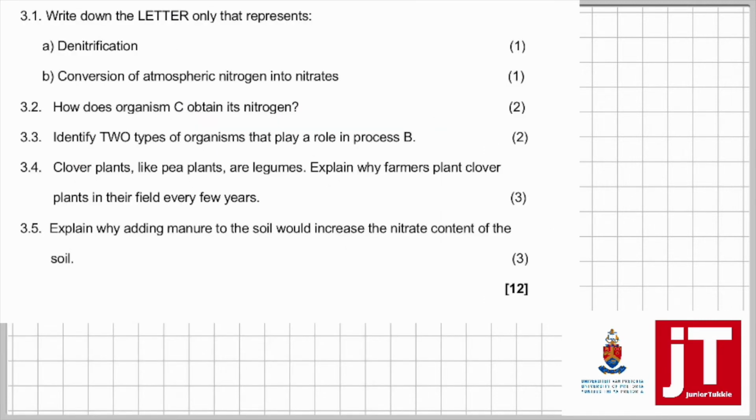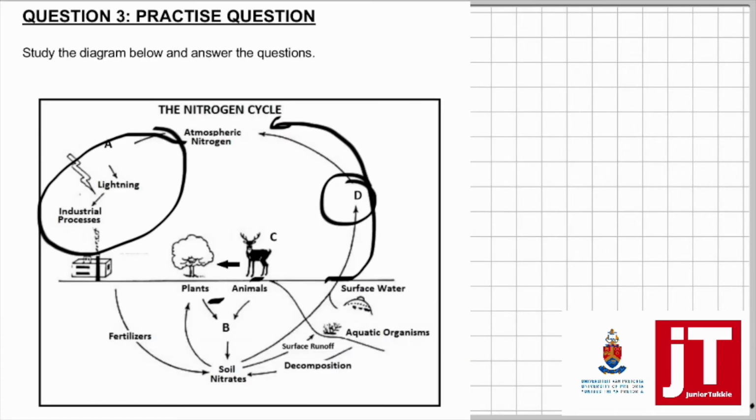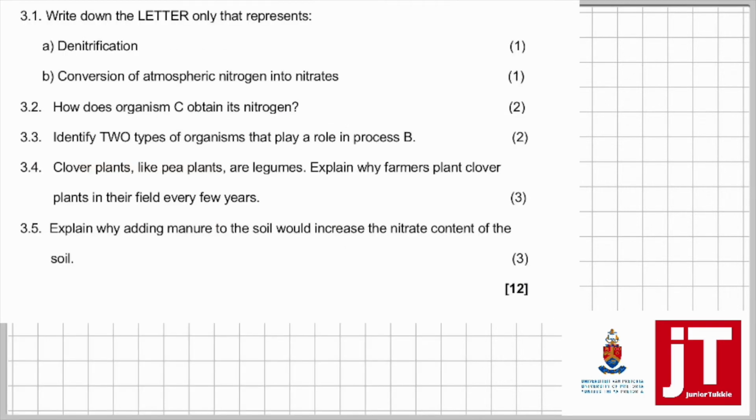Right, question 3.3. Identify 2 types of organisms that play a role in process B. Now let's look at process B. Process B is very important. You can see here the plants and the animals, and the process that allows for nitrates to go back into the soil. And plants and animals, when they die, they get decomposed. So the organisms are the decomposers, which you know as bacteria and fungi.